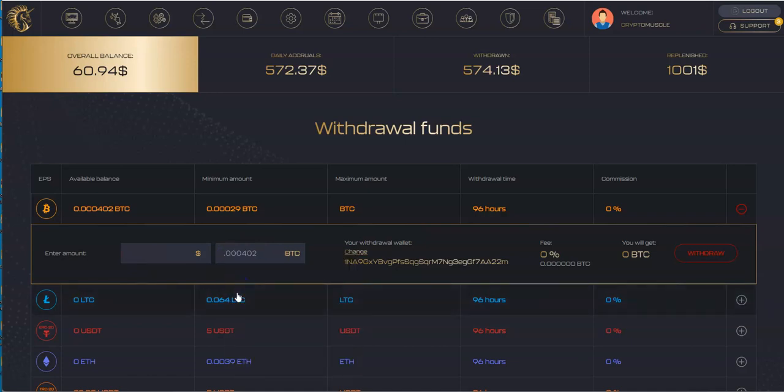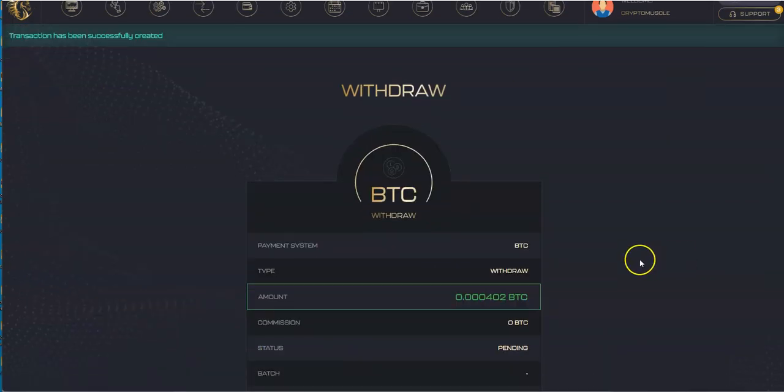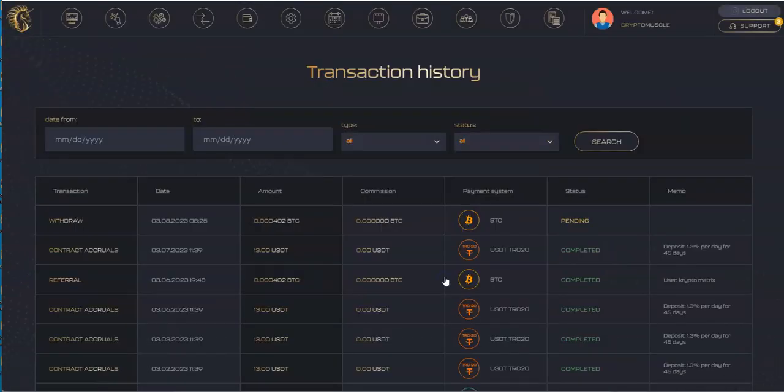I wonder if it wasn't working. There it is. It's 0.0402. Cool. Let's just take it. All right. Hit it. There it is. Continue to withdraw. Let's see what else we got here.